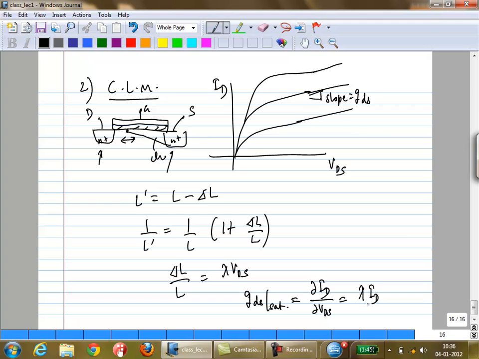I'm sure you all know this relation, right? GDS is nothing but lambda times ID. Or you might, I don't know, have you studied in terms of GDS or RDS? GDS, right? Yeah. One other useful approximation is, quite often you'll see people using lambda 1 L1 as lambda 2 L2. That is, lambda L is a constant. Okay? That is also somewhat, it's a first order approximation. Okay? That is also somewhat useful when you're changing your lengths to find out your output impedance.